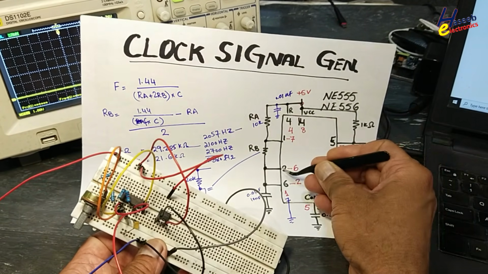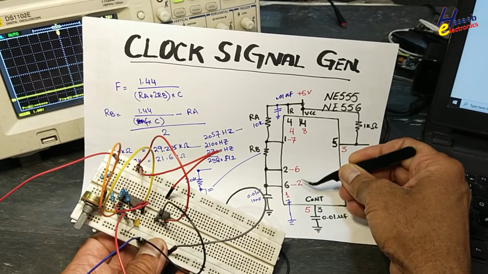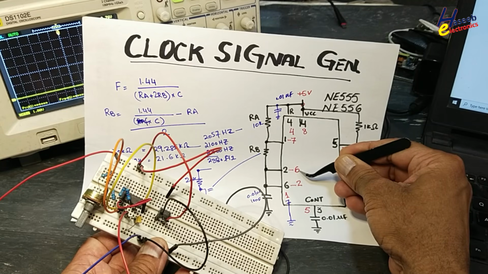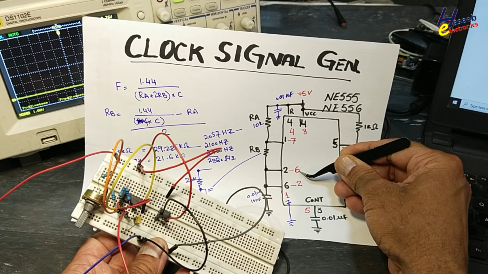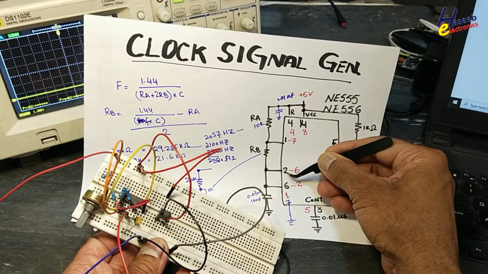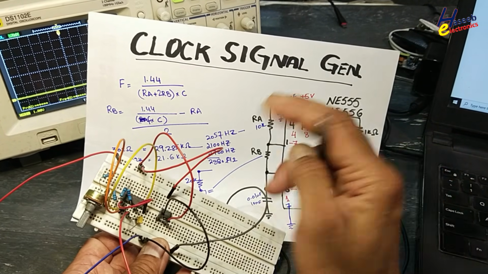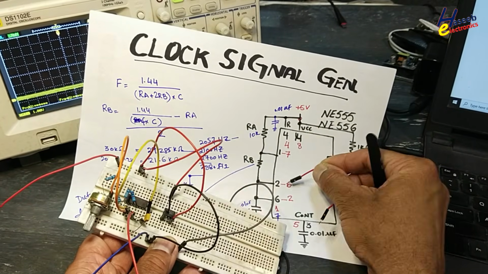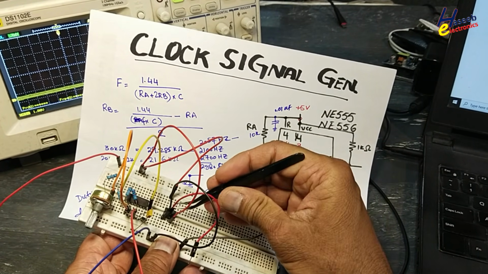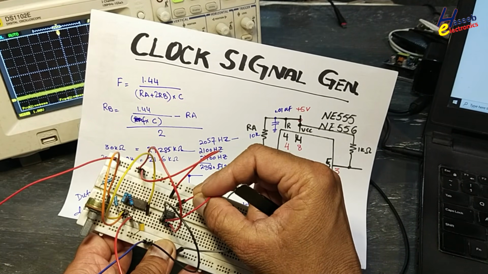We will make a jumper between 2 and 6. The same here, 2 and 6. In 555, pin 6 is threshold and pin 2 is trigger. And in 556, pin 2 is threshold and pin 6 is trigger. So the same, 2 and 6.